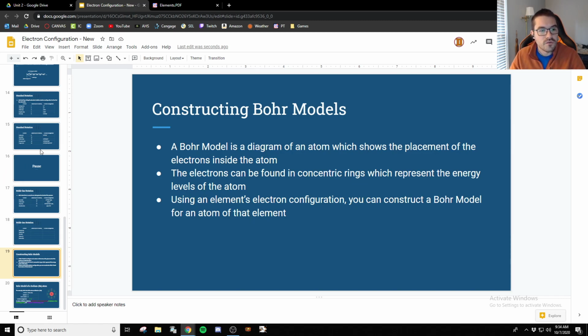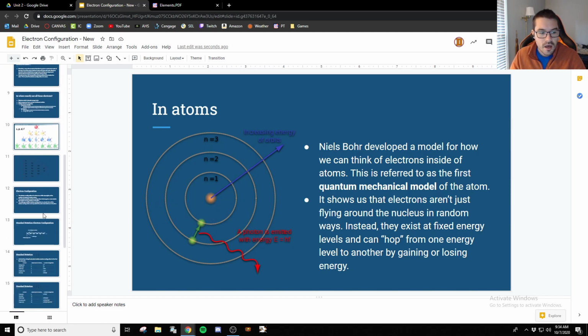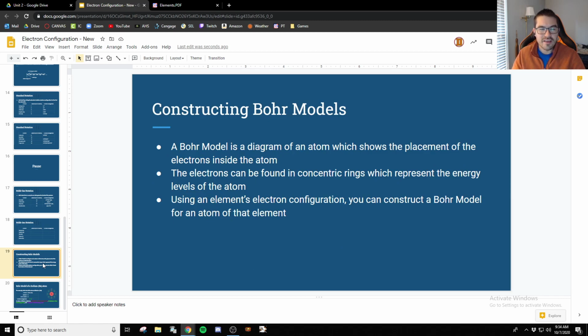And if you think back to the video from last time, I talked a little bit about Niels Bohr. He developed the first quantum mechanical model of the atom. So this right here, what you're looking at, is kind of a Bohr model, okay? What we're going to do is learn exactly how to make those for any different element, okay? So the electrons go in concentric rings, which represent the energy levels inside the atom. And using an element's electron configuration, you can construct a Bohr model for an atom of that element, okay?